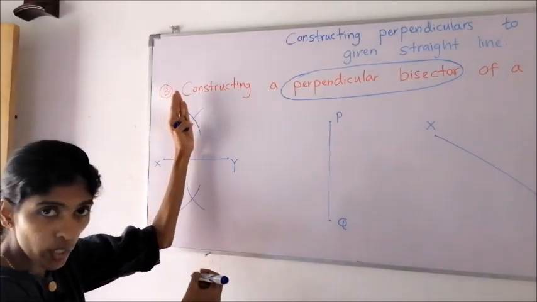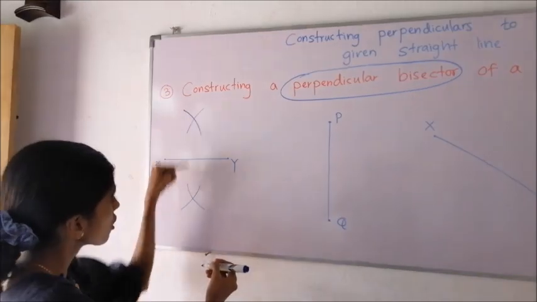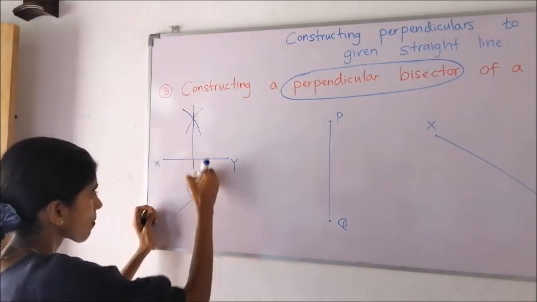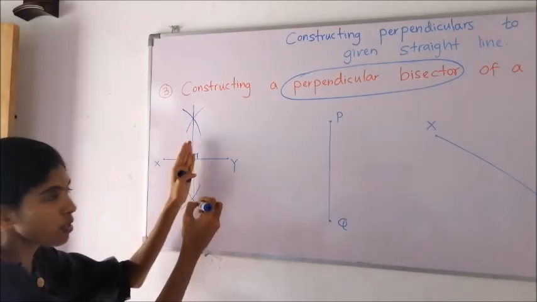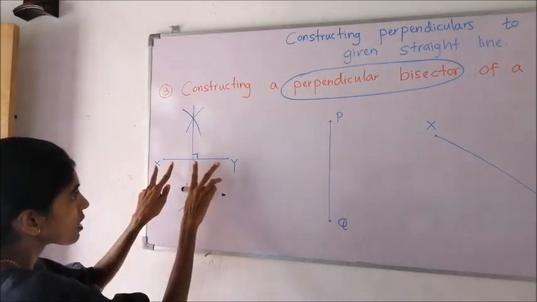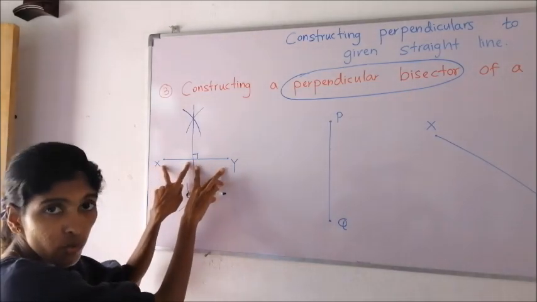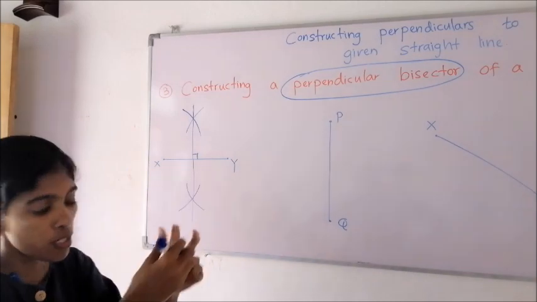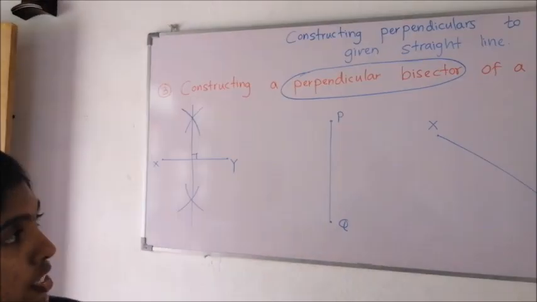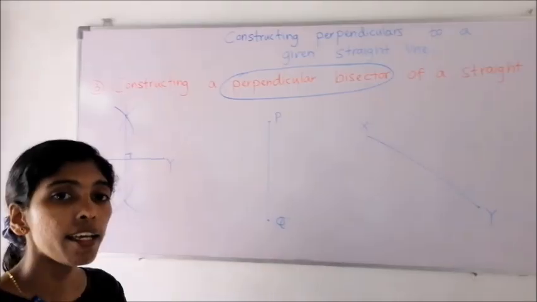So keep the ruler. Remember, keep the ruler, join these 2 points. So this is a perpendicular bisector, and remember these 2 lengths should be equal now because we have drawn the perpendicular bisector. Next figure, a vertical line I have drawn.